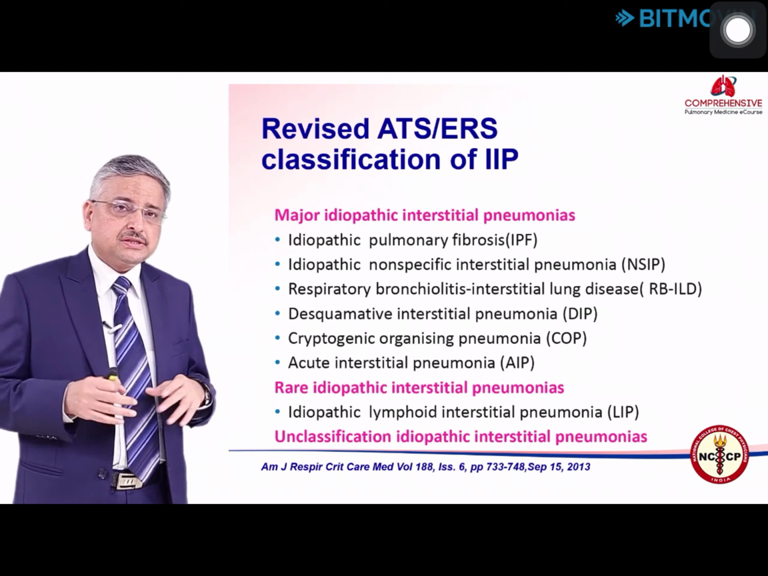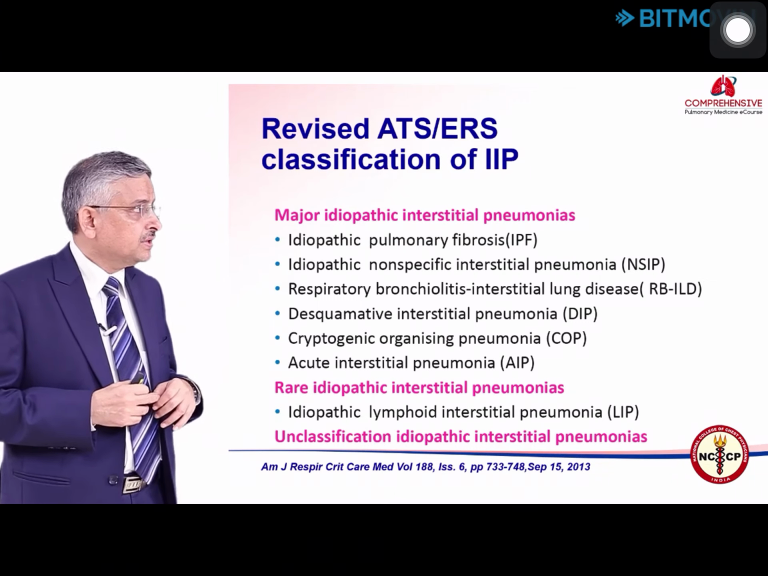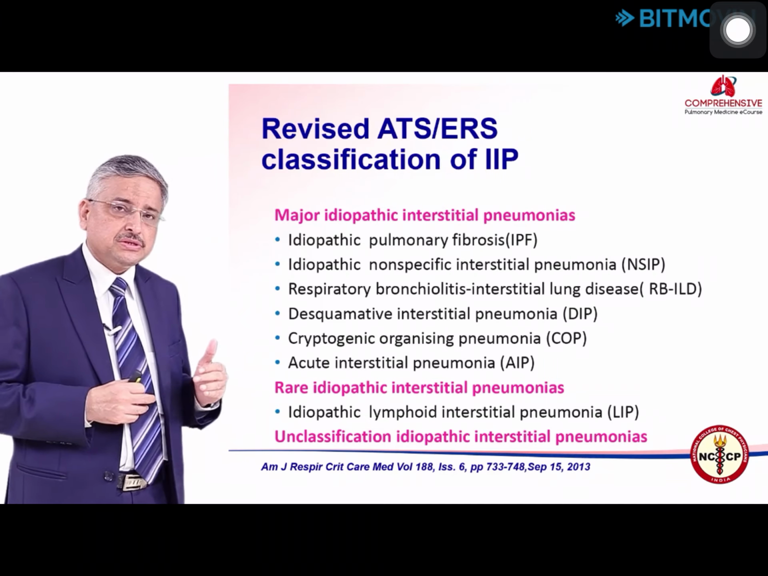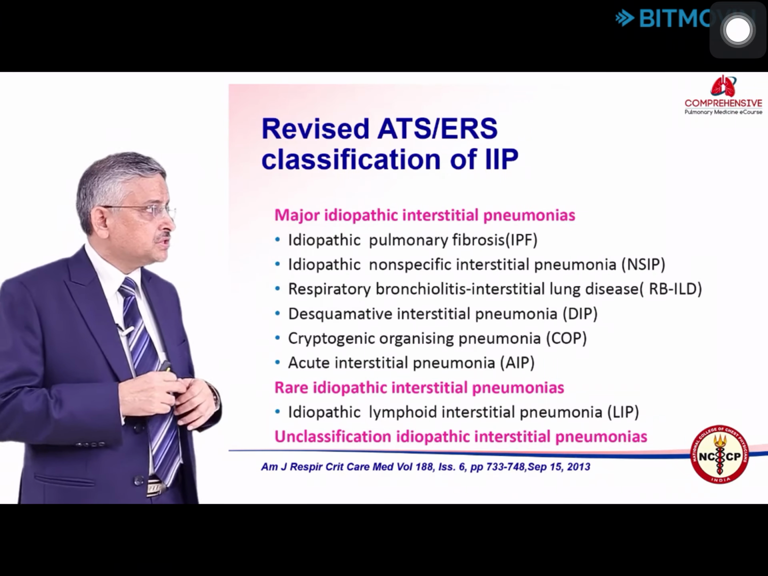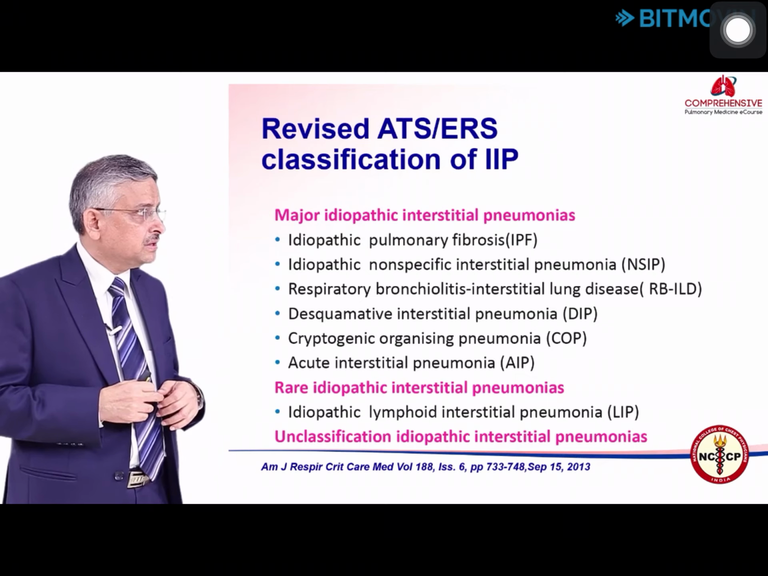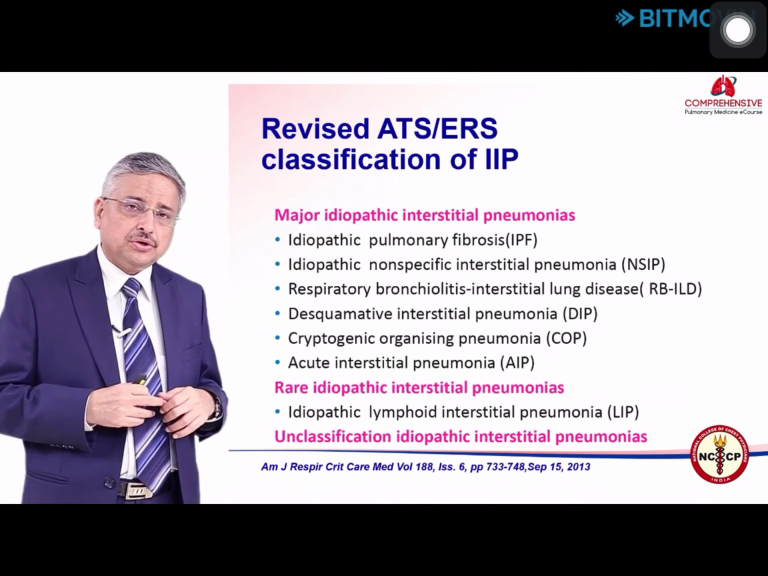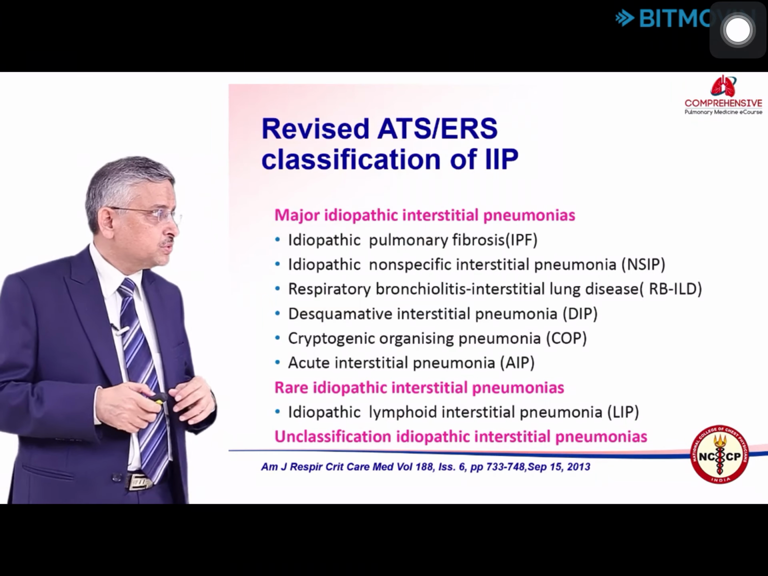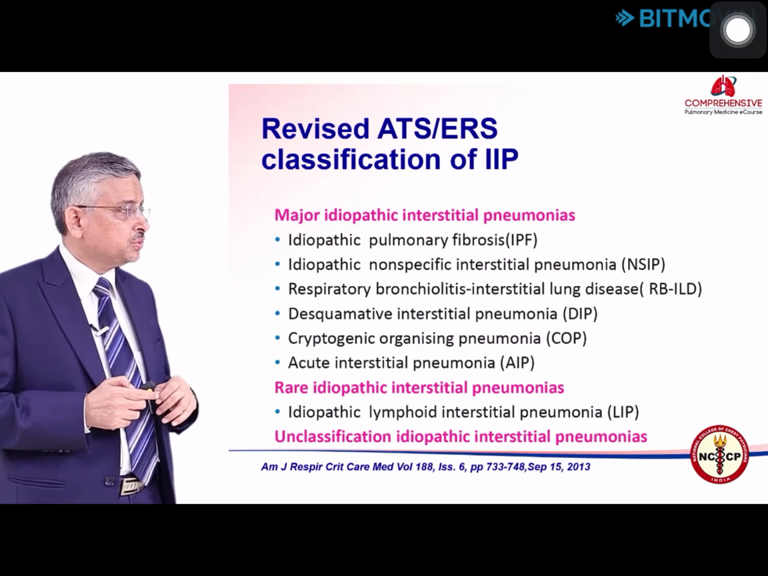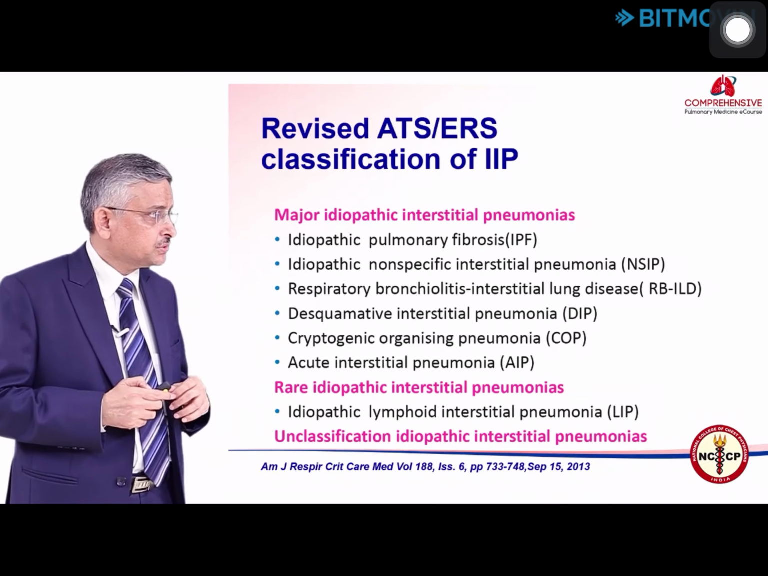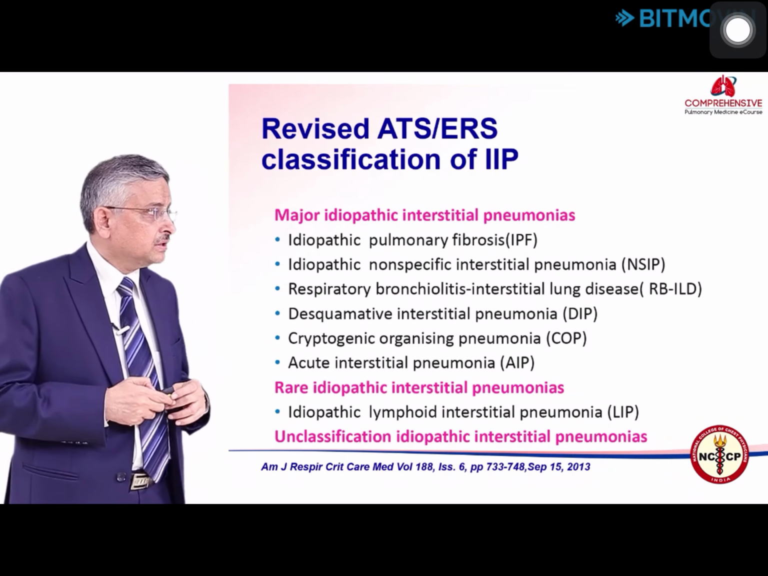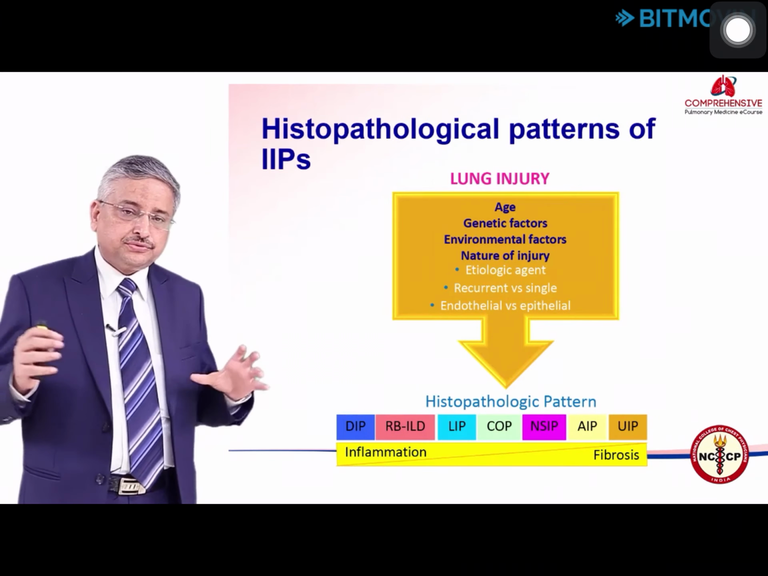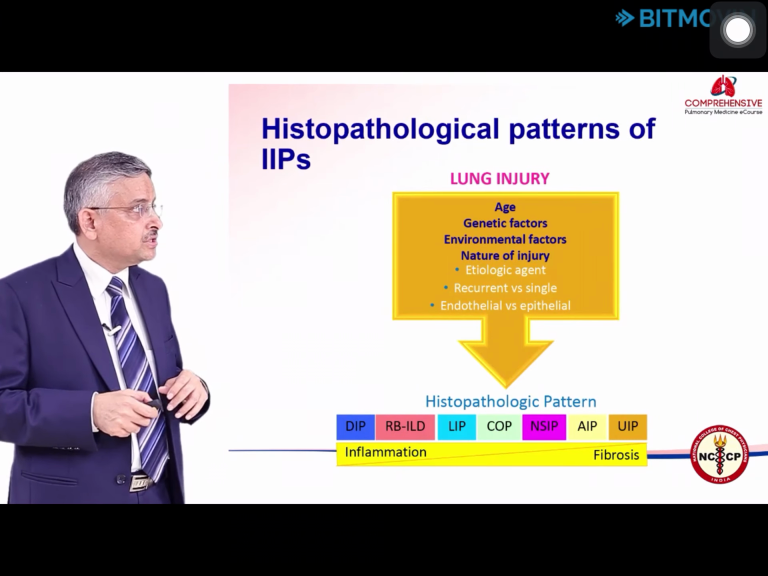Now, if you look at the revised classification, we have major IIPs, which are idiopathic pulmonary fibrosis, idiopathic non-specific interstitial pneumonia, RB-ILD, DIP, cryptogenic organizing pneumonia, and acute interstitial pneumonia. And then you have the rare IIPs, which are idiopathic lymphoid interstitial pneumonia, idiopathic pleuroparenchymal fibroelastosis, and the unclassifiable idiopathic interstitial pneumonias.